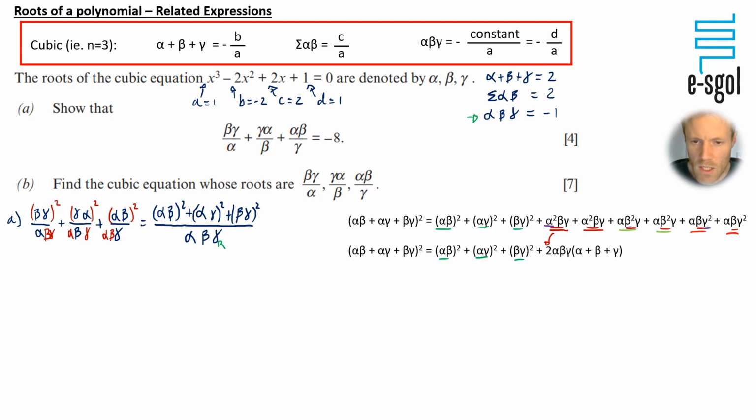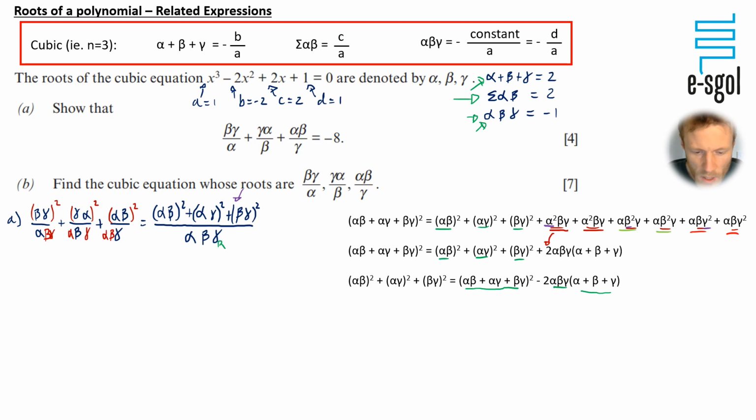If I rearrange this now, because I want to get this bit coming out, I just move the 2 alpha beta gamma bit over to the other side, and now I've created an expression for alpha beta squared, alpha gamma squared, and beta gamma squared. My aim, if you like, is to take these bits here and try and get these bits here. So you can see I've got that bit now. I've got alpha beta gamma, so I've got that bit there, and I've got alpha plus beta plus gamma. Well, that's good now, because those are numbers that I can work with.